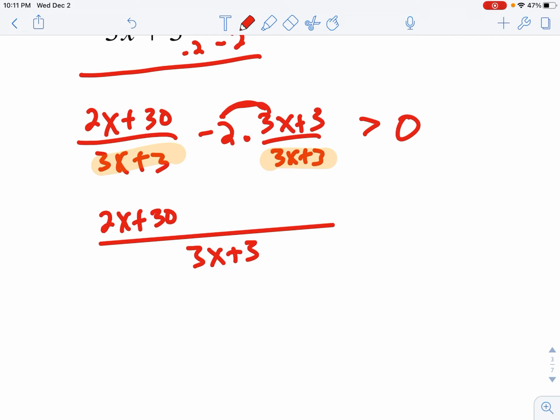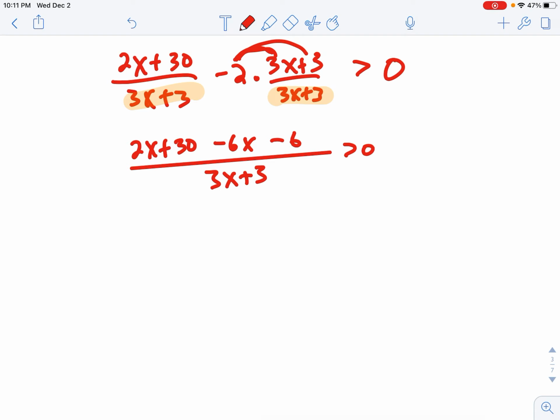So if I distribute here, I get minus 6x minus 6. And then if I simplify, 2x minus 6x is negative 4x. And positive 30 minus 6 is positive 24. Over 3x plus 3. There.